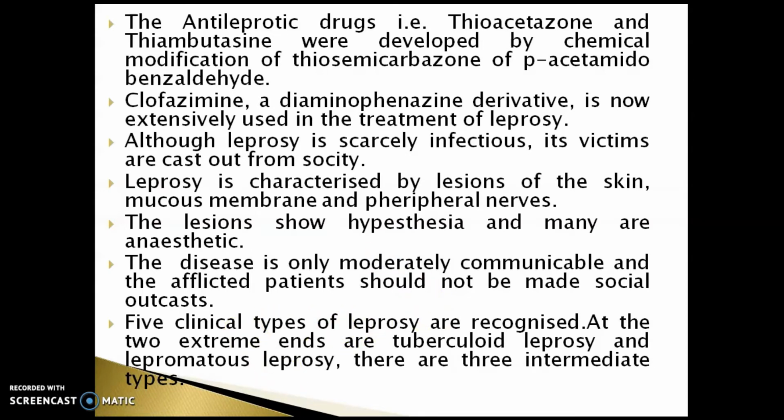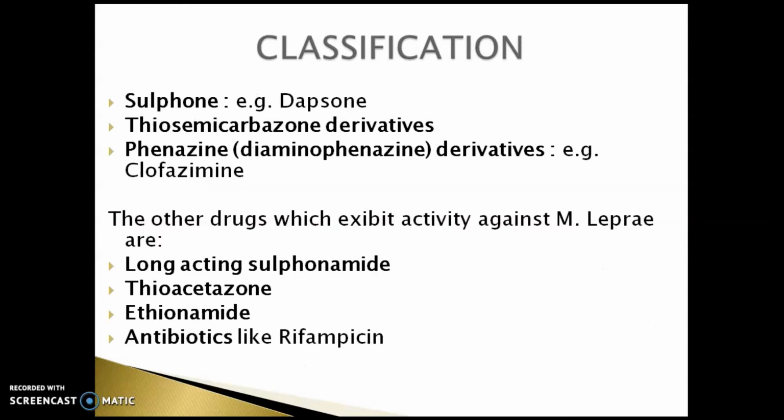Five clinical types of leprosy are recognized. At the two extreme ends are tubercular leprosy and lepromatous leprosy. There are three intermediate types. Classification of antilepratic drugs: first class is sulfone, for example dapsone. Second is thiosemicarbazone derivatives, and third is diaminophenazine derivatives, for example clofazimine. Other drugs which also exhibit activity against Mycobacterium leprae are long-acting sulfonamides, thioacetazone, ethionamide, and antibiotics like rifampicin.